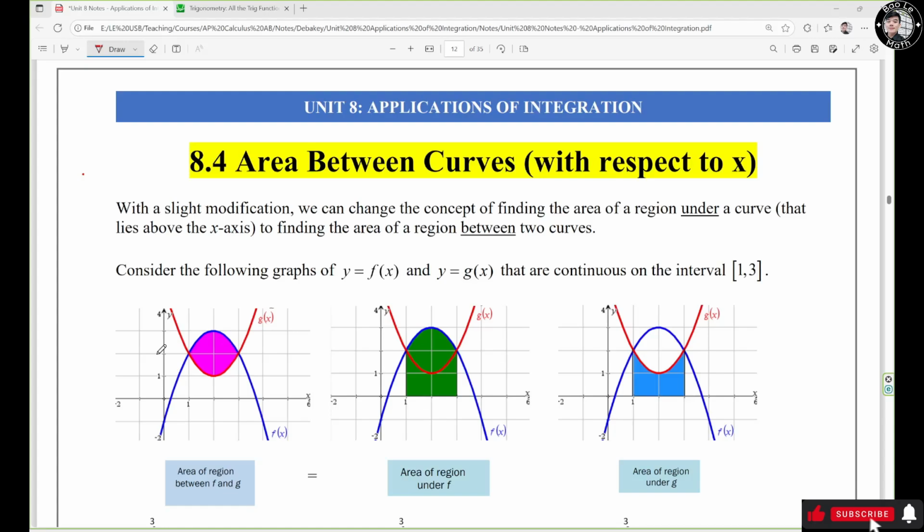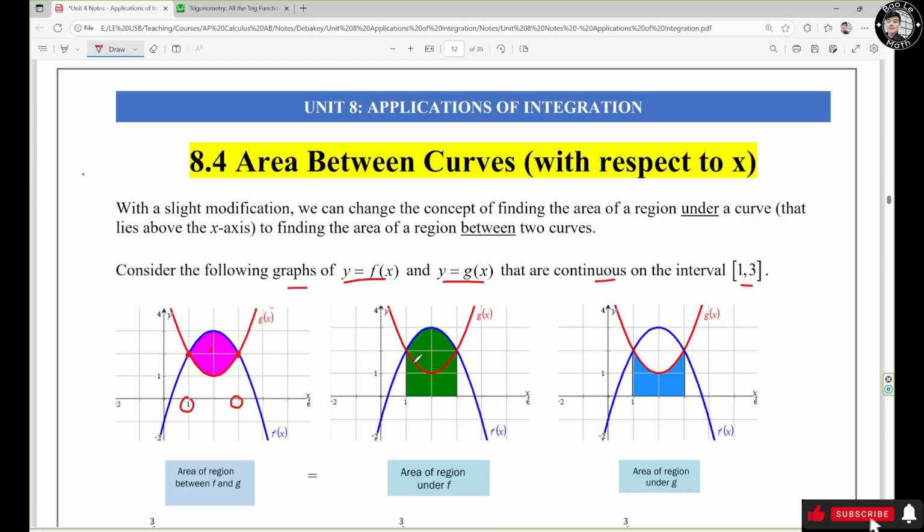Hello everyone, in this video we will explore topic 8.4, area between curves with respect to x. Consider the following graphs y equals f of x and y equals g of x that are continuous on the interval 1 to 3. So look at this one, 1 right here and 3 right here. This one is the intersection and this one is the intersection. So we need to calculate the area right here.